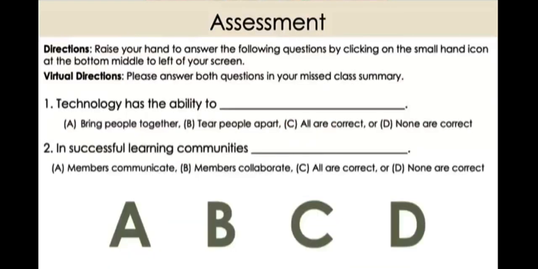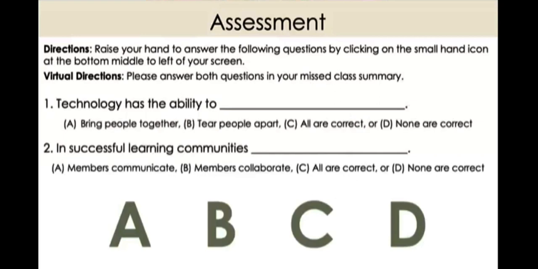Let's take a moment and do a quick assessment. Raise your hand to answer the following questions by clicking on the small hand icon at the bottom middle to left of your screen. Number 1, technology has the ability to A, bring people together, B, tear people apart, C, all are correct, D, none are correct. Lydia, I saw your hand first. That would be C. All of those are correct. Fantastic. Thank you. Well done.